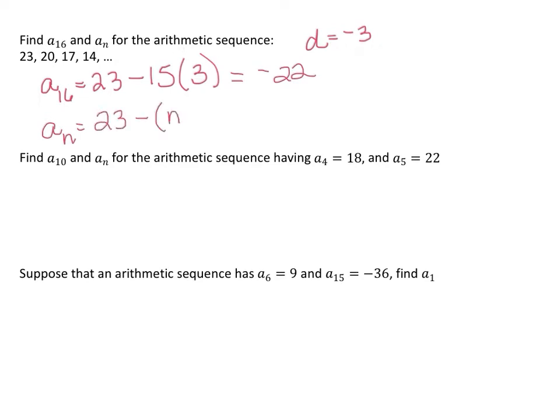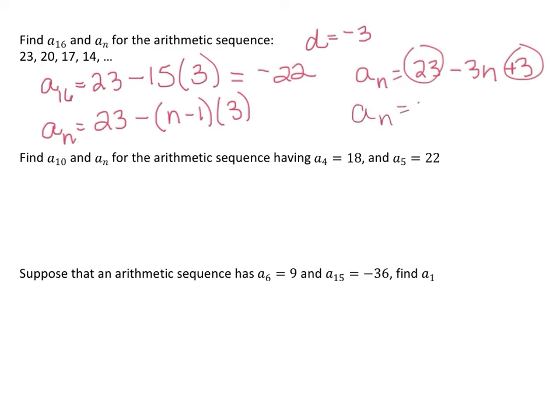So to find a sub n, we take 23 minus n minus 1 times 3. And from here, all we're going to do is distribute. So we'll do a sub n is equal to 23 minus 3n minus 3. So I have like terms that I can combine. And actually this is a plus 3 because there's this negative here. And so I get a sub n is equal to 26 minus 3n.